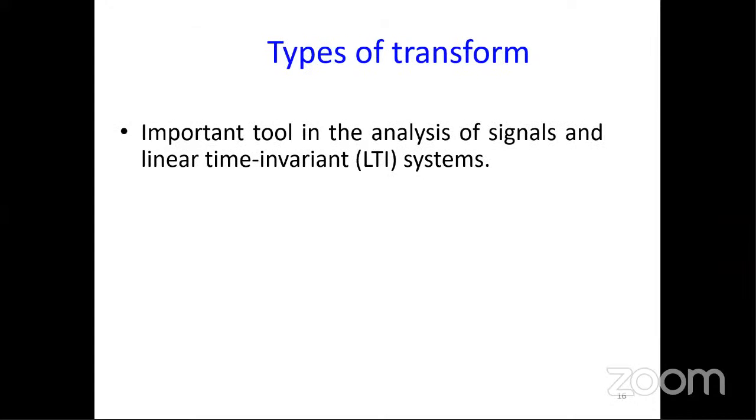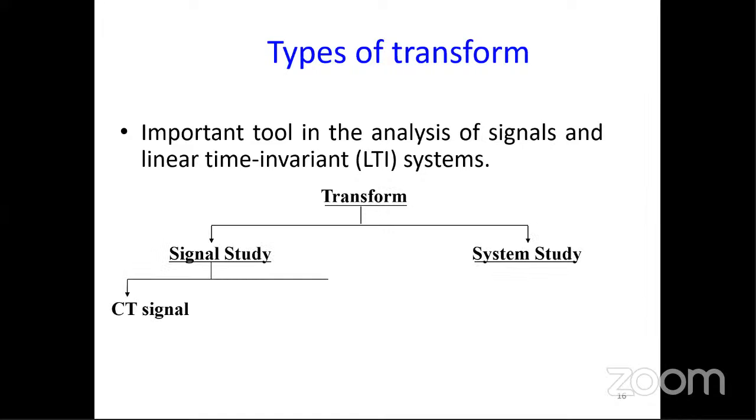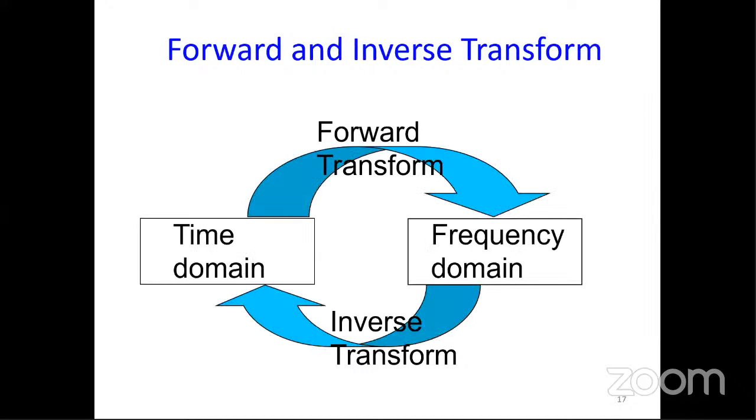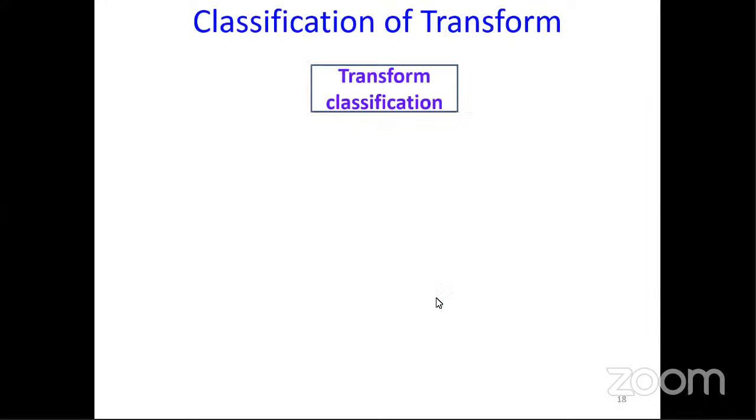Now, what are the different types of transforms? With respect to signal, we have continuous time signal and discrete time signal. With respect to system also, there are two categories. If we are dealing with a continuous time signal, you can go for the continuous time Fourier transform. If your signal is discrete, you can go for the discrete Fourier transform. For system study, people commonly employ Laplace for continuous time and then Z transform for discrete time systems. Whenever you go for a transform, two important things are there. One is the forward transform and another is the inverse transform. Forward transform is always called analysis, whereas inverse transform is always called synthesis.